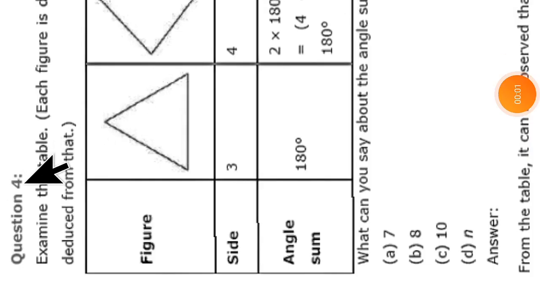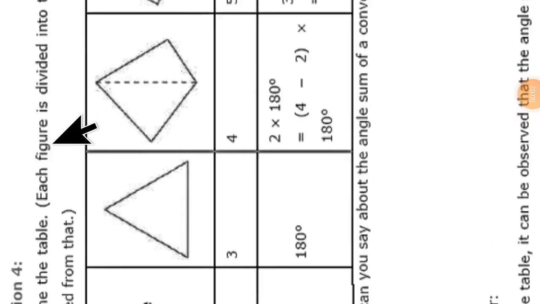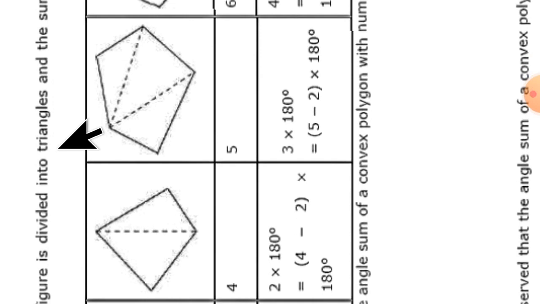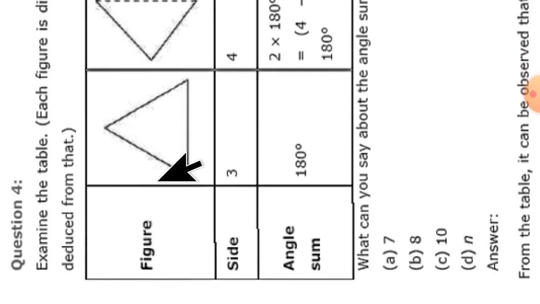So, question number 4. Examine the table. Each figure is divided into triangles and the sum of angles deduced from that. So, let us see the table. Here, a triangle is given. So, sides are 3 and the angle sum is 180. The sum of the measures of the three angles of the triangle is 180 degrees.